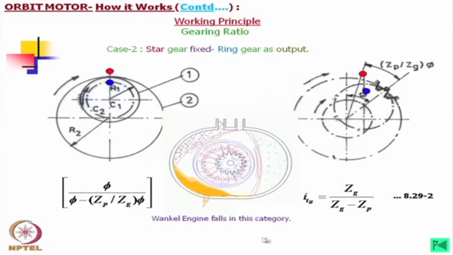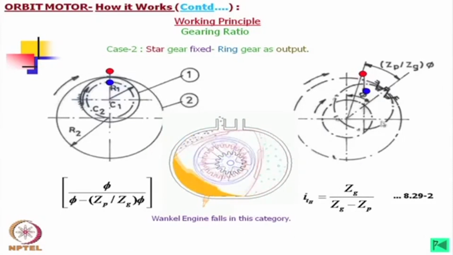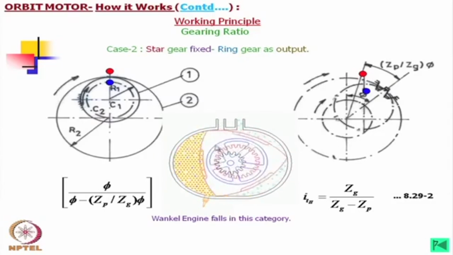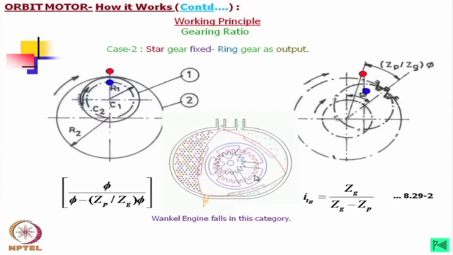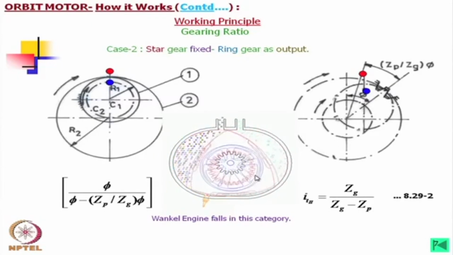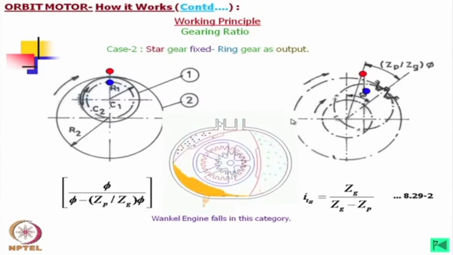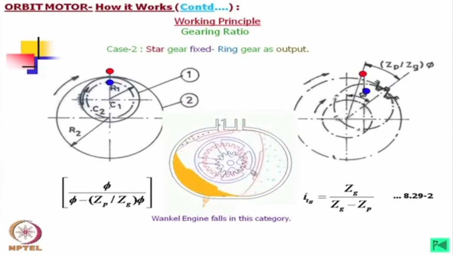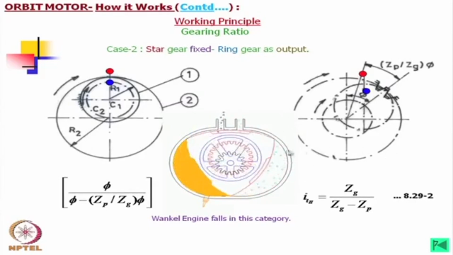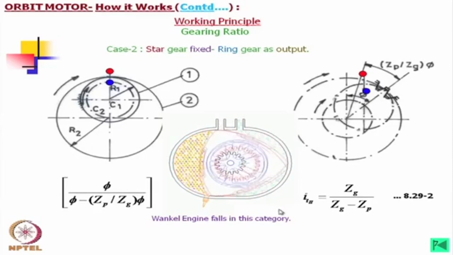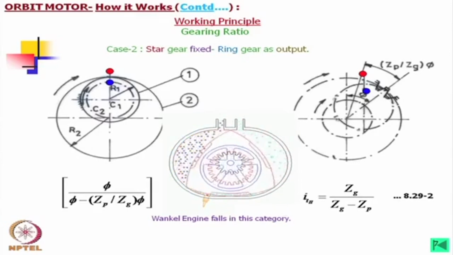Now, Wankel engine falls in this category. This means that actually here, the inner member, what we are looking at here, is basically the outer member, or I would say the base circle of this is larger than the base circle of the outer member. How is it possible? This is possible if we cut the material by the opposite cutter.